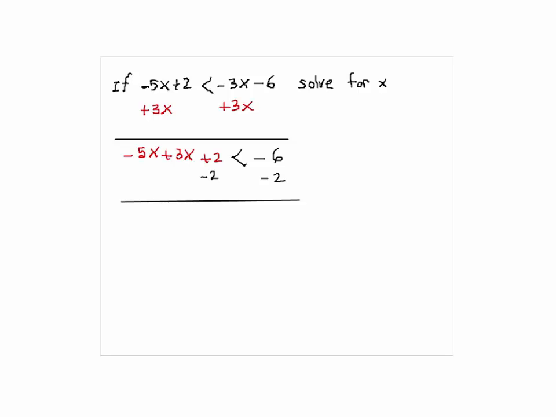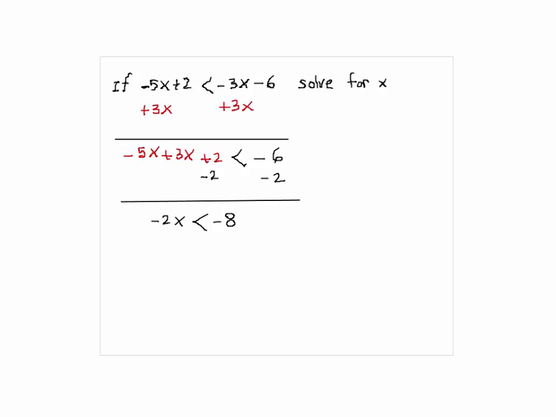Then here I would get, what do I get on the left-hand side? Minus 5x plus 3x. What do we get? You get negative 2x. Negative 2x is less than what? Minus 8, right? Negative 8. You mean negative 8.